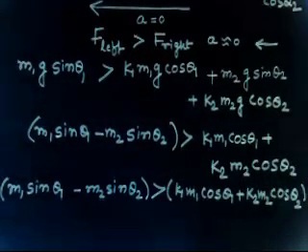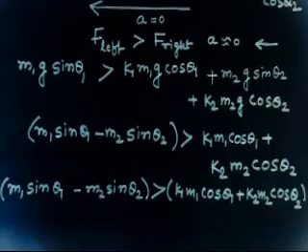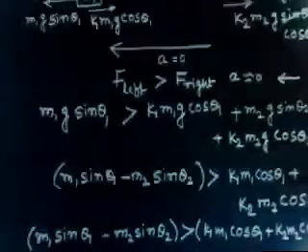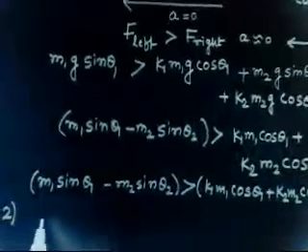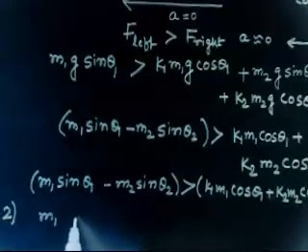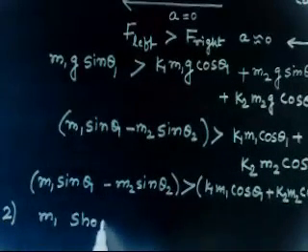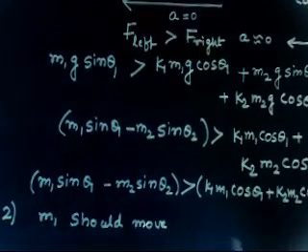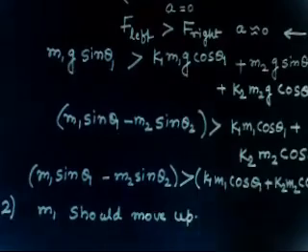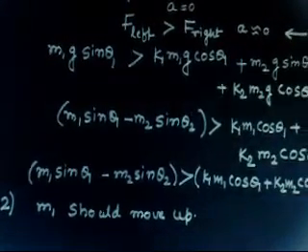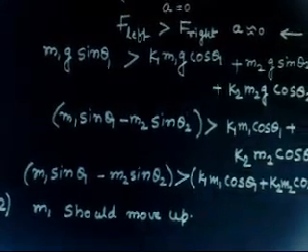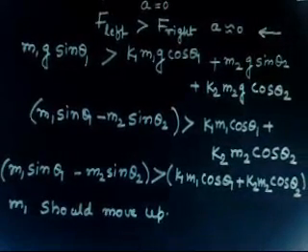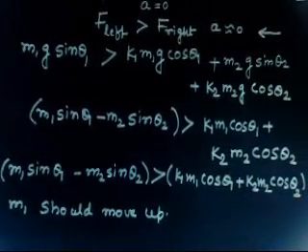Now you can yourself derive what should be the condition so that M1 moves up. You have to derive the condition so that M1 should move up. So you think yourself and then we'll discuss the solution. Those who have not copied can copy.